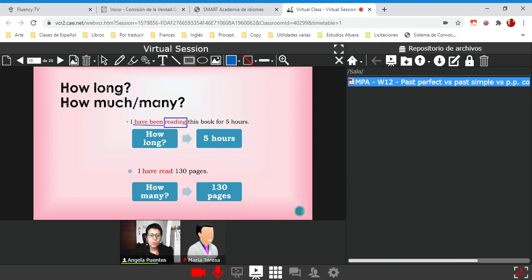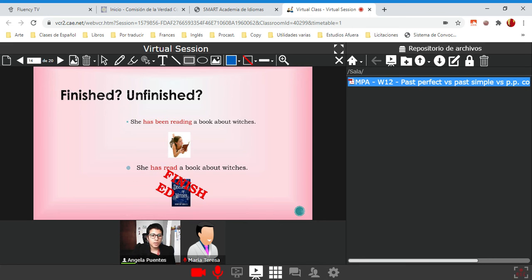In this case, with how many or how much, we are focusing on the results. Remember that the present perfect is on the results, we focus on the results. So I have read 130 pages. Hasta este momento he leído. You see? No importa si vas a continuar leyendo, pero te estás enfocando, you're focusing on the results. Okay, great. What else do we have here?